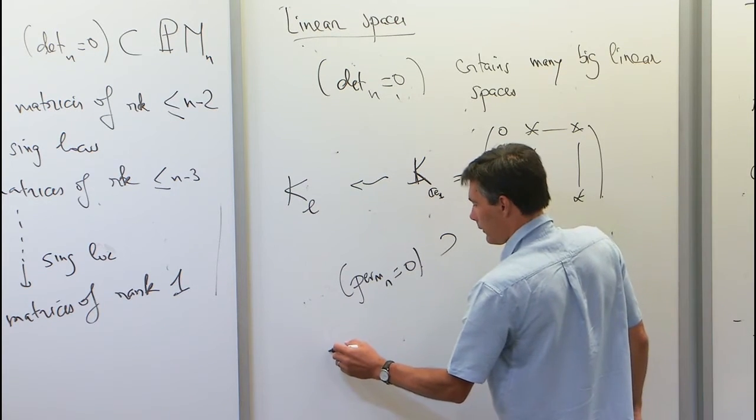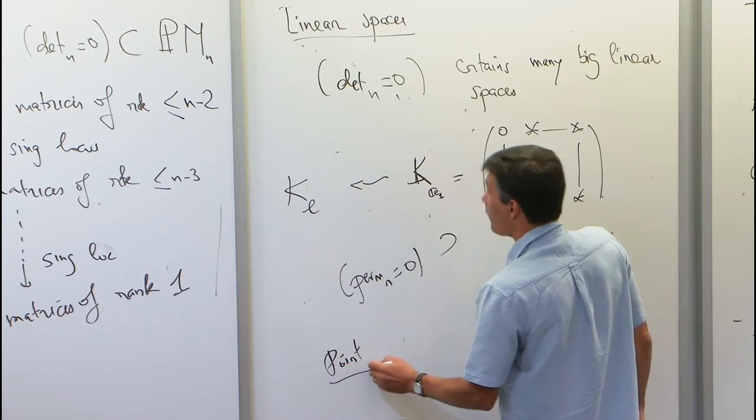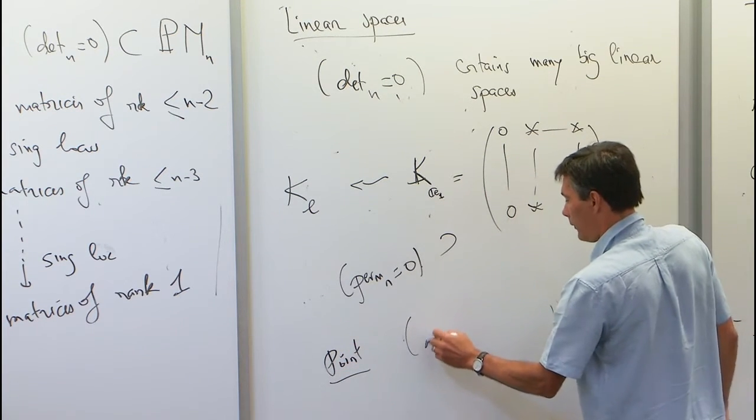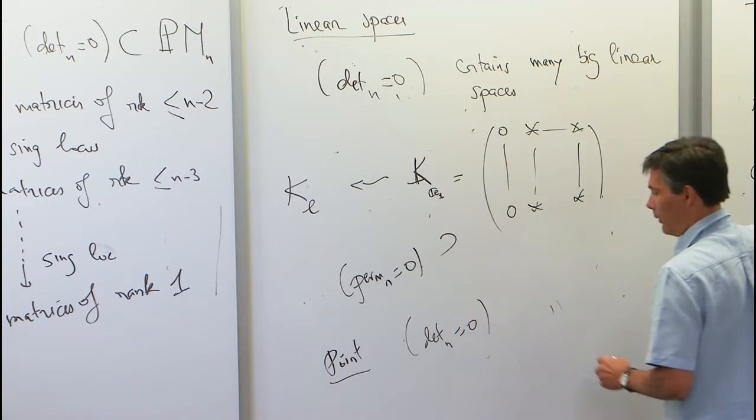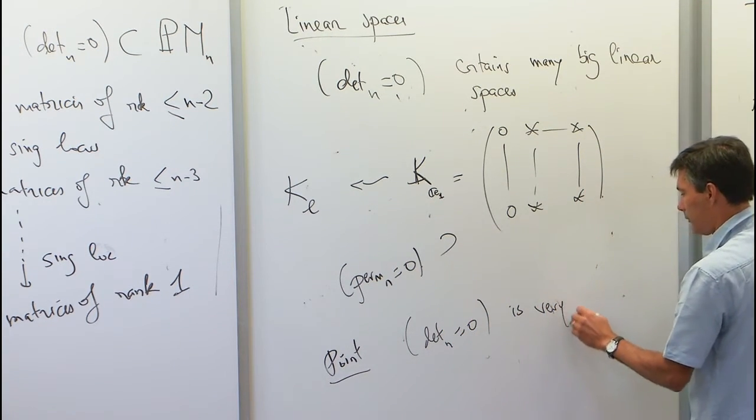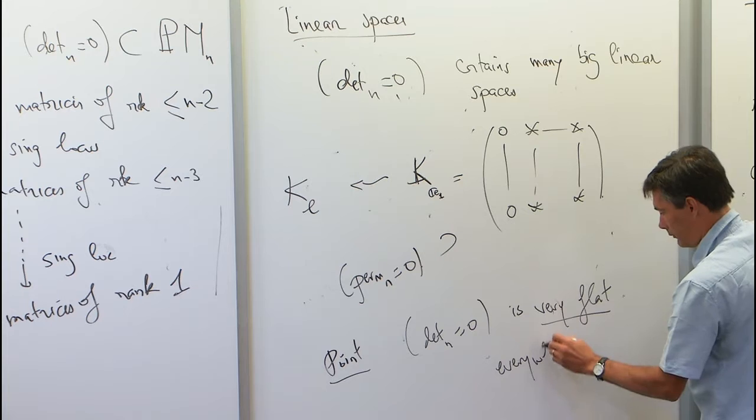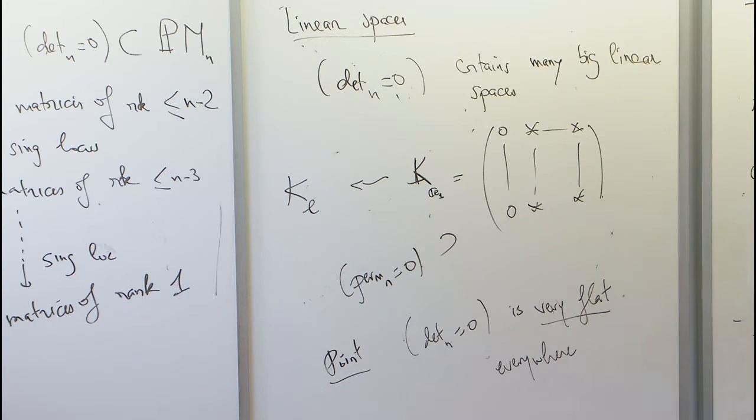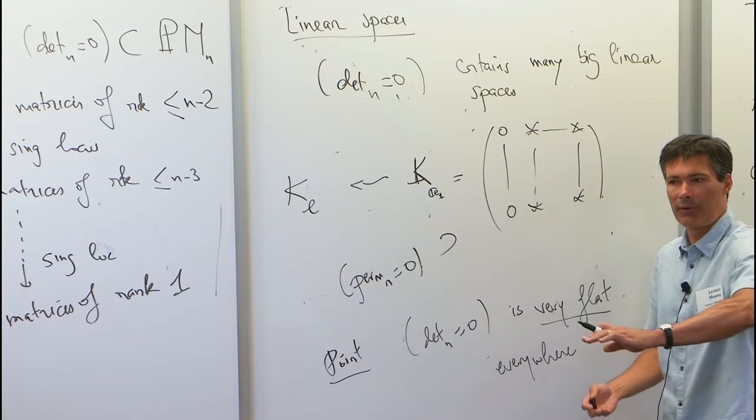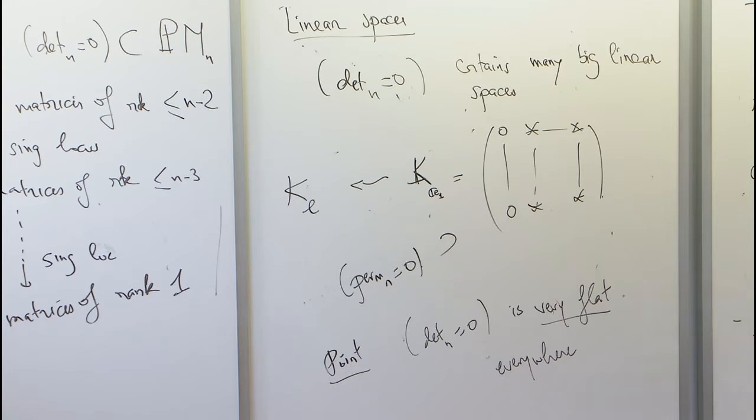Okay, so the point is that what I would like to say in this slogan is that the determinantal hypersurface is very flat everywhere. So geometrically, this is how I would understand this. At each point, you have a big linear space. So the hypersurface is flat in some sense. So we can make it more precise.